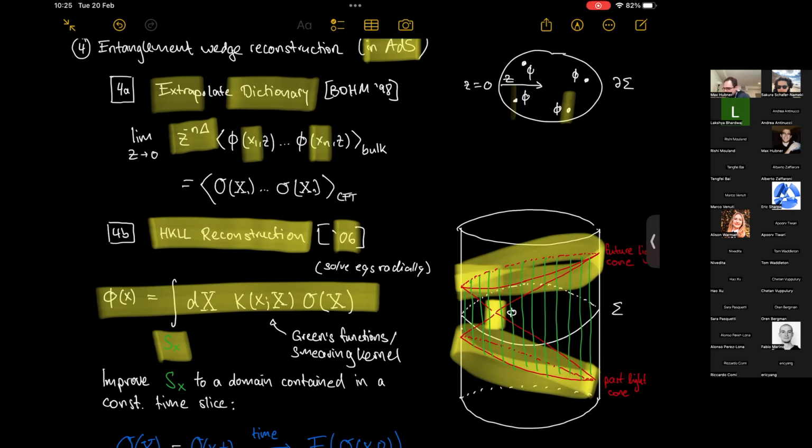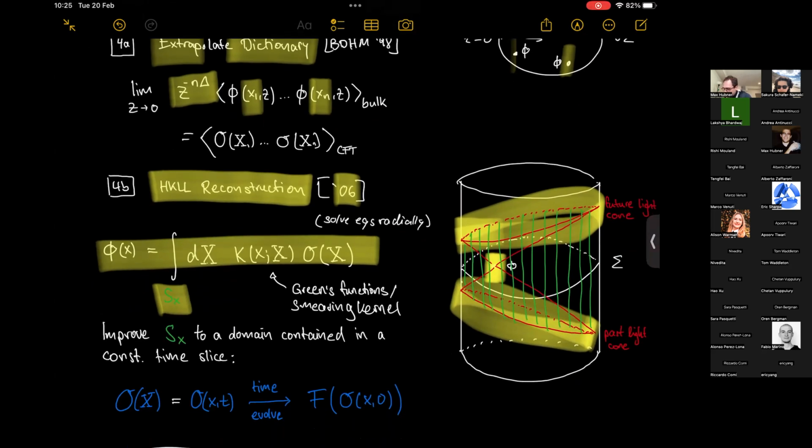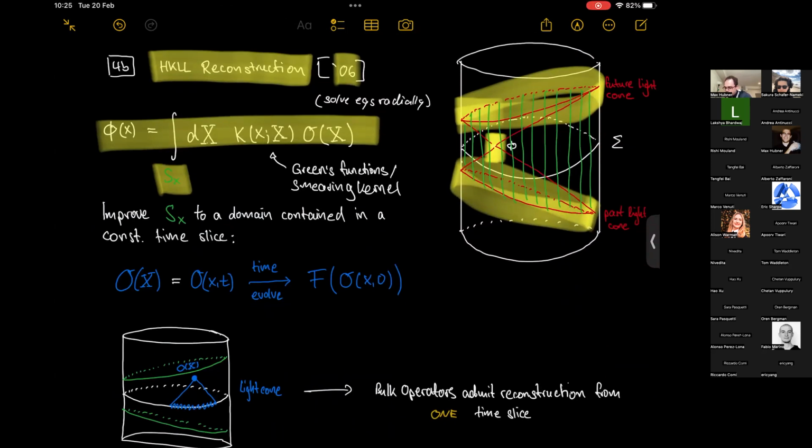Okay. So this HKLL reconstruction works very nicely in AdS, but it relies on the existence of these Green functions and that methodology. And this can fail in general cases if there's a black hole in the bulk, for example. And so to push past these limitations, one needs to improve HKLL, and this is what then leads to some notion of entanglement wedge reconstruction. Okay, so now I next want to explain how to improve HKLL to give what's going to be called Rindler reconstruction.